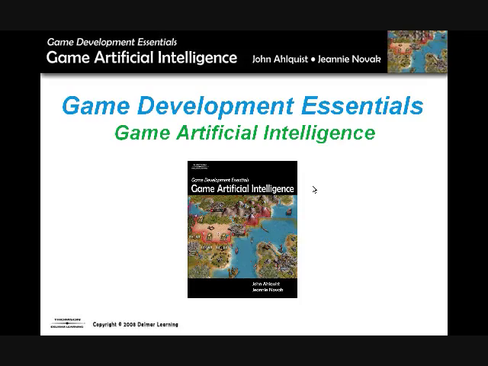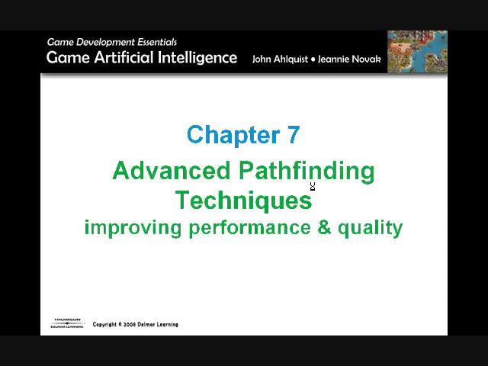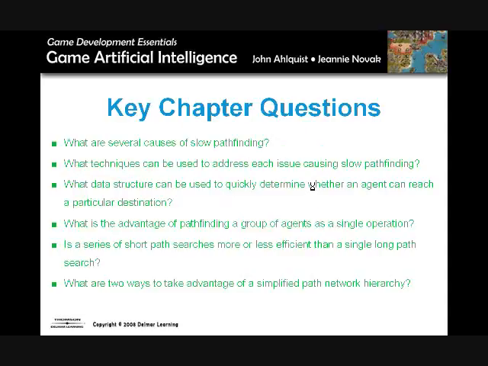So, chapter 6. Oh, sorry, chapter 6. I'm still on chapter 6. I'm on 6 in my head. So, the title of the chapter is Advanced Pathfinding Techniques, Improving Performance and Quality.